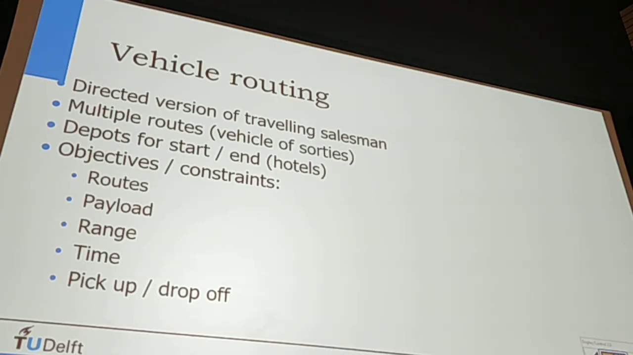And then maybe you could also have pickup and drop-off, so you pick up a package at one location and deliver it at another, and this also requires special constraints. And these are all sorts of things, and there's lots more you can add to a vehicle routing problem.